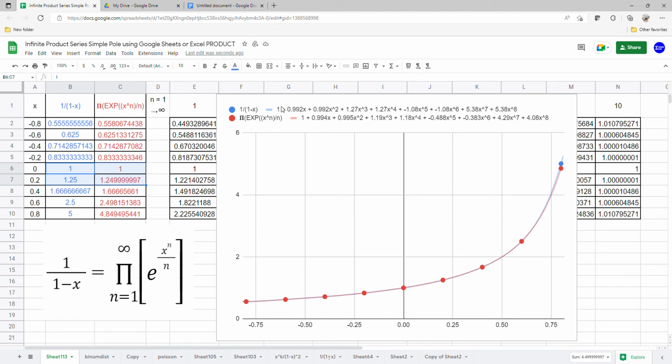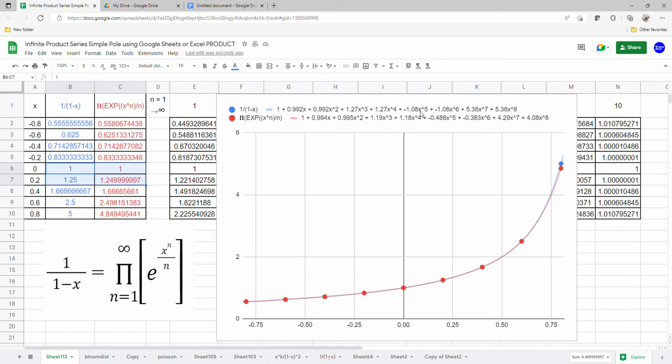And the polynomials. So coefficient of x to the 0, 1. Coefficient of x, 0.992, 0.994. Coefficient of x squared, 0.992, 0.995. Coefficient of x cubed, 1.27, 1.19. Coefficient of x to the fourth, 1.27, 1.18.